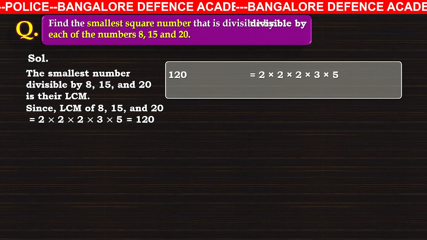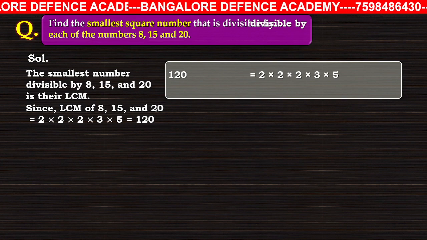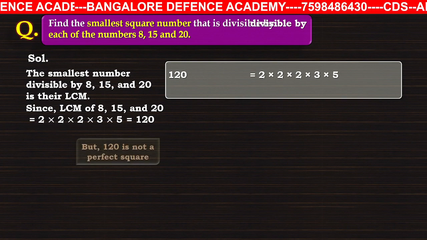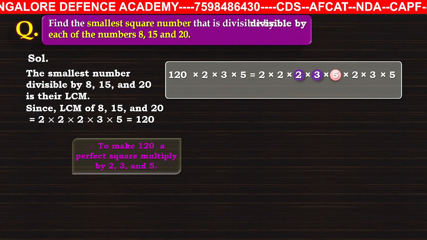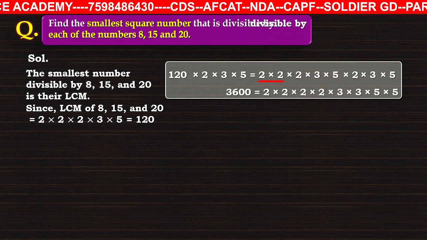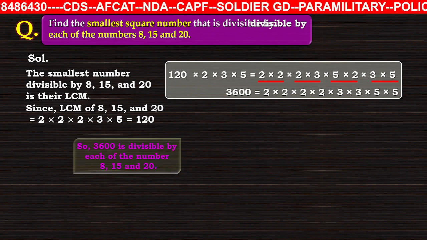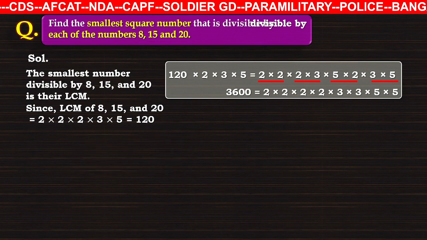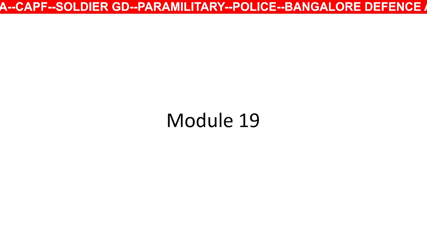120. Now you can very well see that the numbers 2, 3 and 5 don't have pairs, so I'm going to multiply 2, 3 and 5 on both sides. So when I multiply, I get the answer as 3600. So 3600 is a perfect square. And now here the question was the smallest square number divisible by all these numbers. So the answer is 3600.